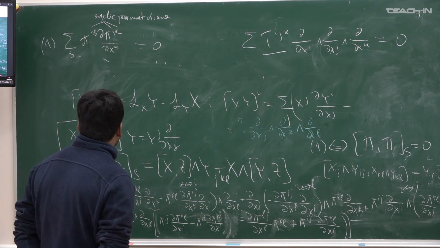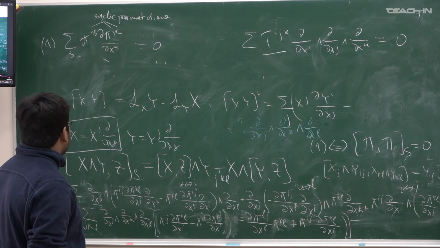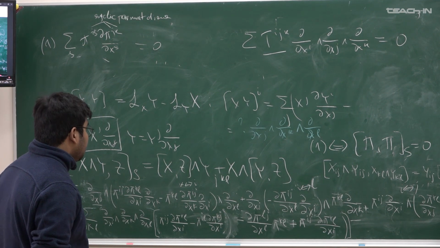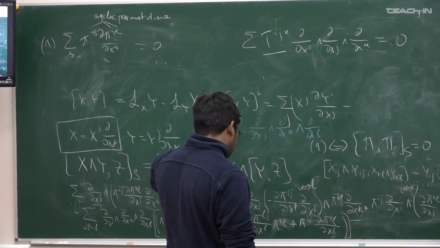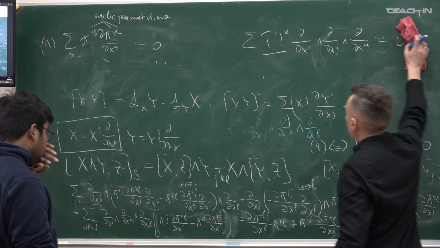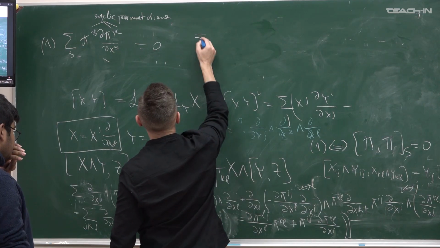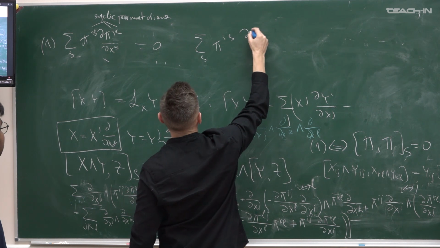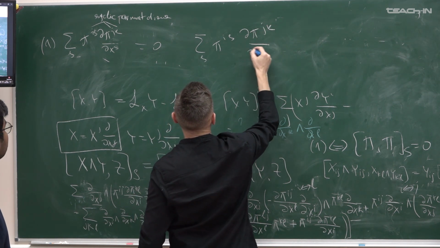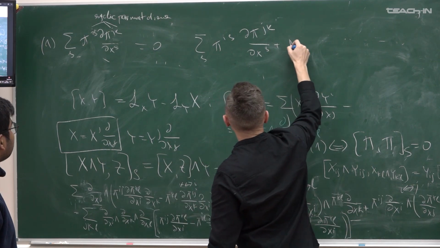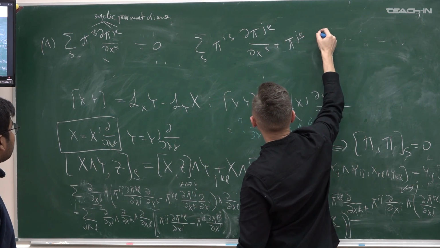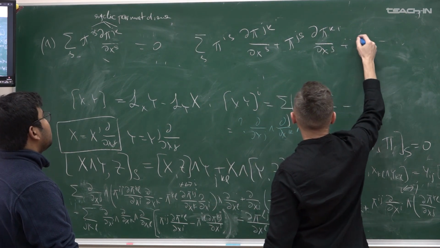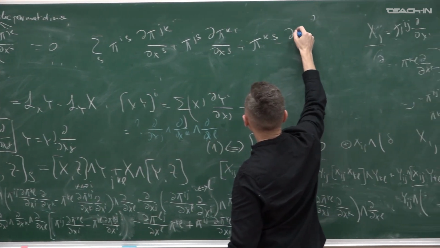So there should be the same summing index, and then all the terms will come up. So let me write what we need. You see the sum over s of π^{is} ∂/∂x^s π^{jk} plus π^{js} ∂/∂x^s π^{ki} plus π^{ks} ∂/∂x^s π^{ij}.